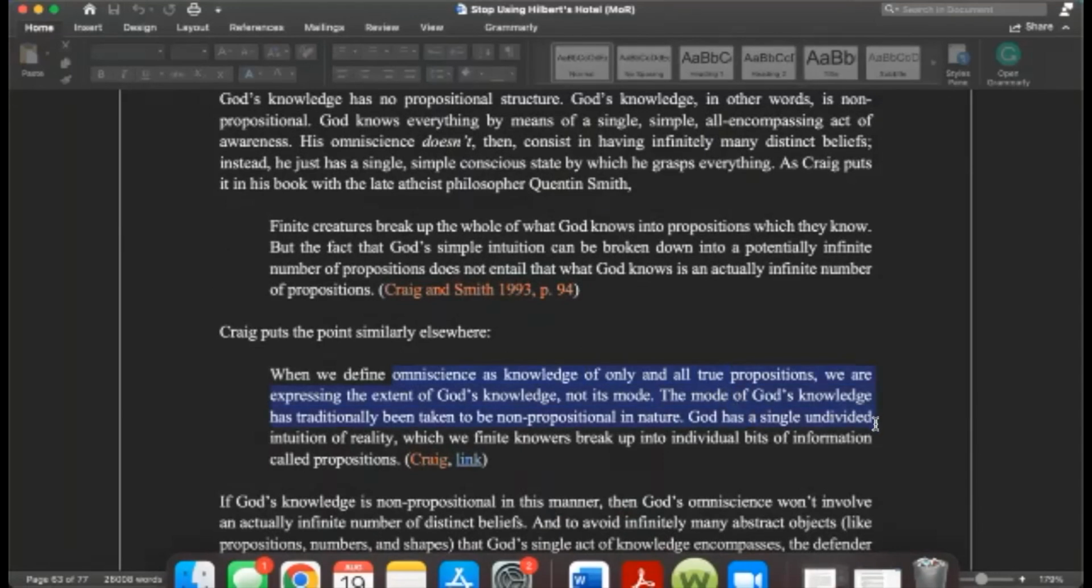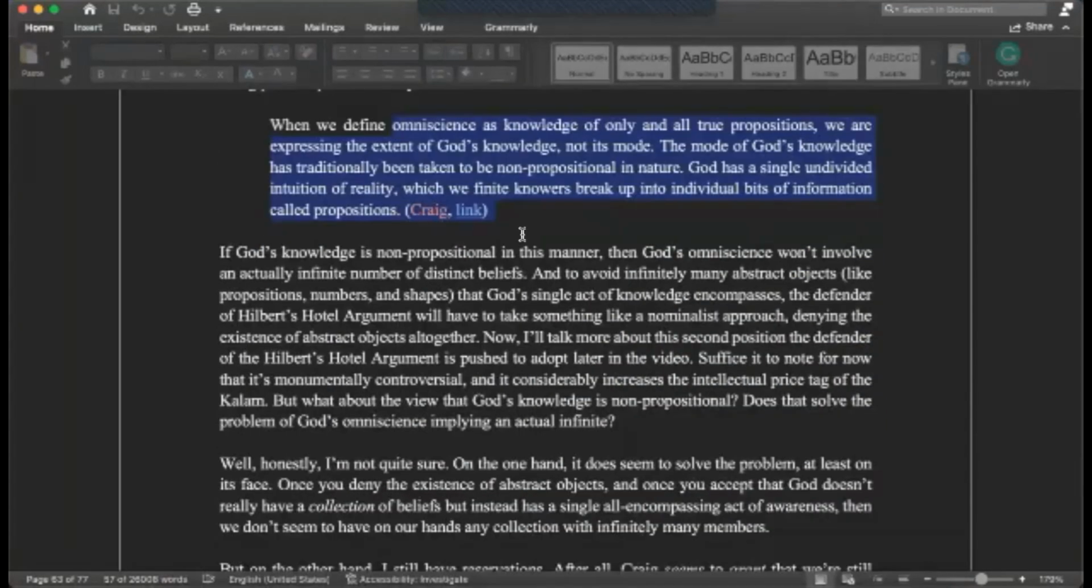God has a single undivided intuition of reality, which we finite knowers break up into individual bits of information called propositions. If God's knowledge is non-propositional in this manner, then God's omniscience won't involve an actually infinite number of distinct beliefs. And to avoid infinitely many abstract objects like propositions, numbers, and shapes that God's single act of knowledge encompasses, the defender of Hilbert's hotel argument will have to take something like a nominalist approach, denying the existence of abstract objects altogether. Now, I'll talk more about this second position the defender of the Hilbert's hotel argument is pushed to adopt later in this video.